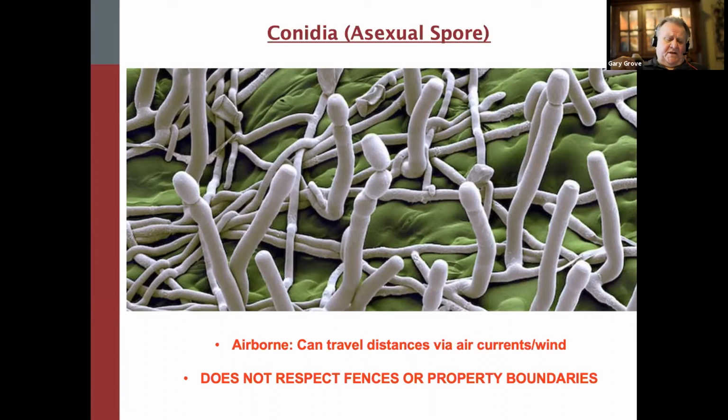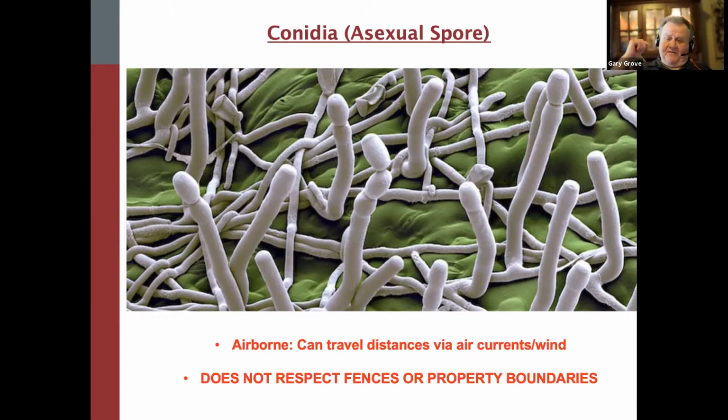But these conidia can get up in the air and travel quite long distances when conditions are good. And for example, conidia of Erysiphe necator, which is the grapevine powdery mildew fungus, have been trapped in the air over the English Channel. So the infested grapes were obviously in France, and the spores were out in the air between France and Great Britain. So they can travel great distances. The important thing to remember about this phase is that it does not respect fences or property boundaries.